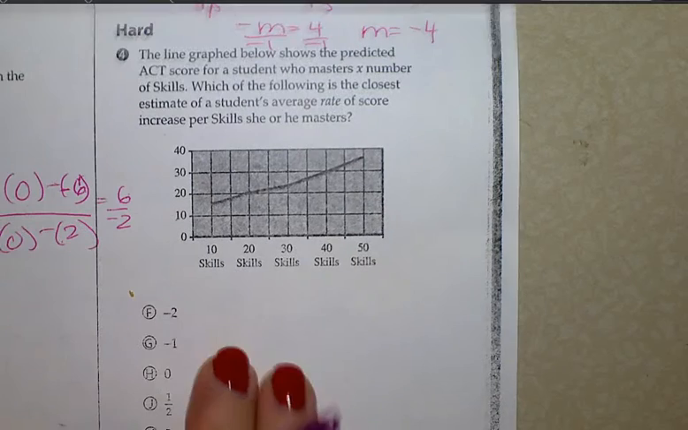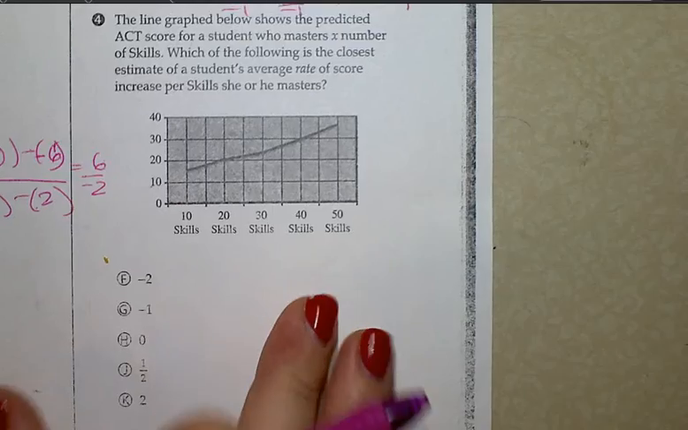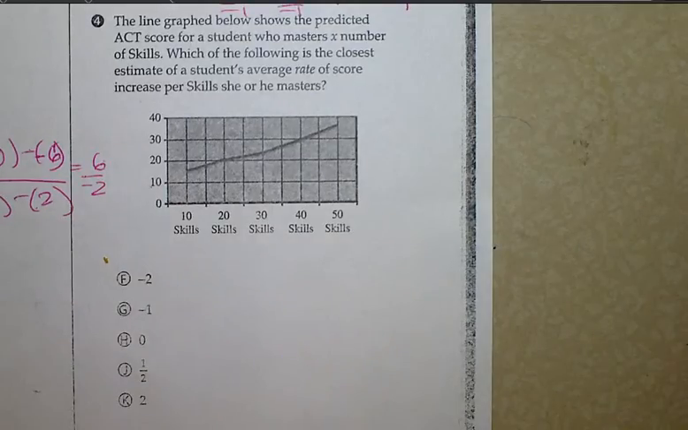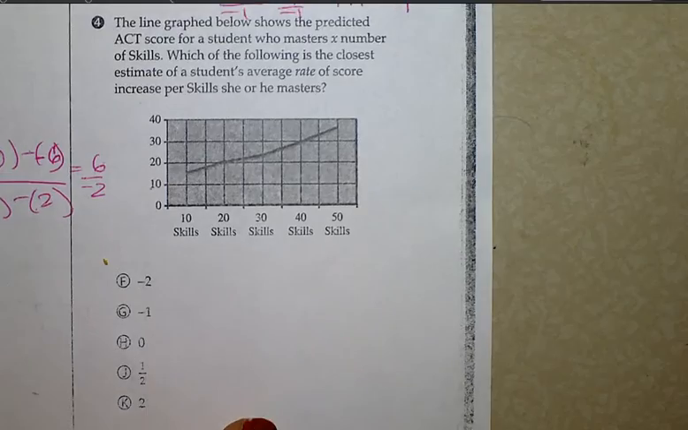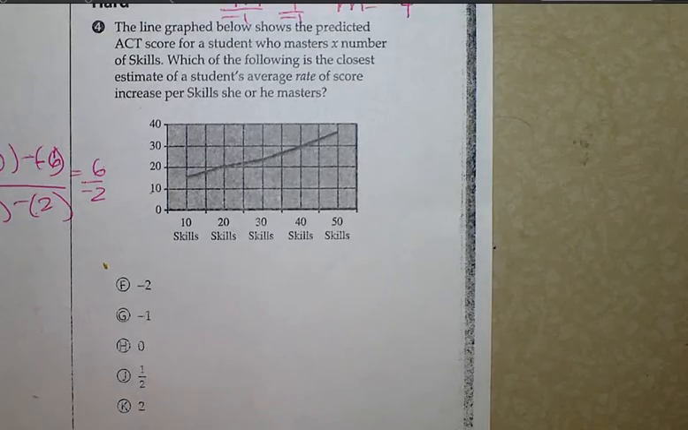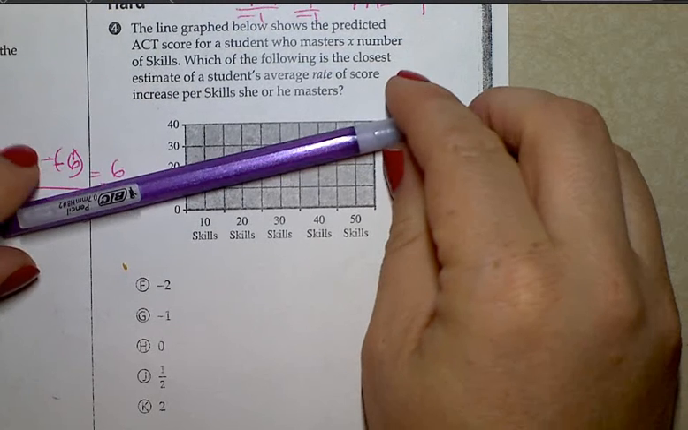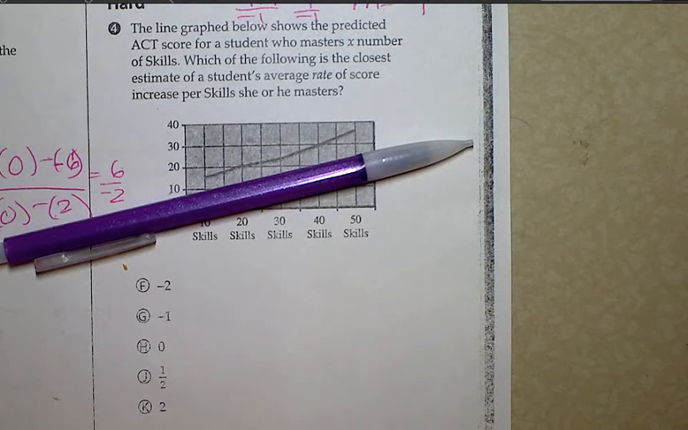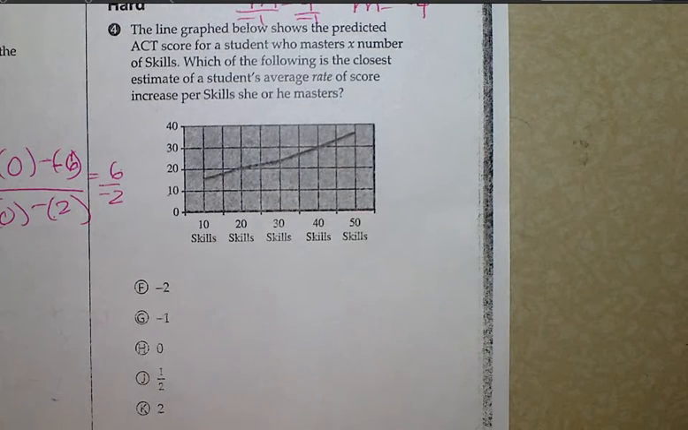Now we're going to do the math for this, but let's just talk about, first of all, some basic common sense. So it says the line graph below shows the predicted ACT scores of students who mastered X number of skills. Which of the following is the closest estimate to the student's average rate of score increase per skill he or she masters? Well, first of all, let's take your pencil or pen. I want you to put it kind of over the top of this. If you were going to describe the rate of change or the slope of this line, would you say this is a positive or negative slope? So let's cross out anything that is negative or 0.